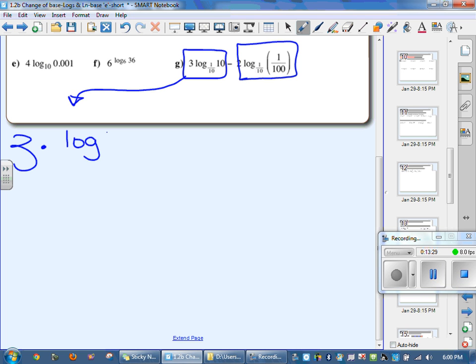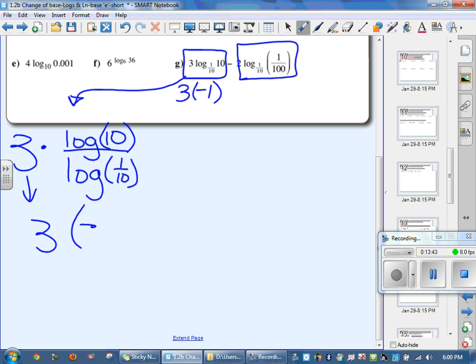But again, yes, you need your brackets. The left-hand side here is going to give me 3 times -1. My 3 drops down here. This becomes -1. 3 times -1 gives me -3. That's the left-hand side of my equation. I have my subtract sign that comes down, and then I'm going to solve the right-hand side of the equation.